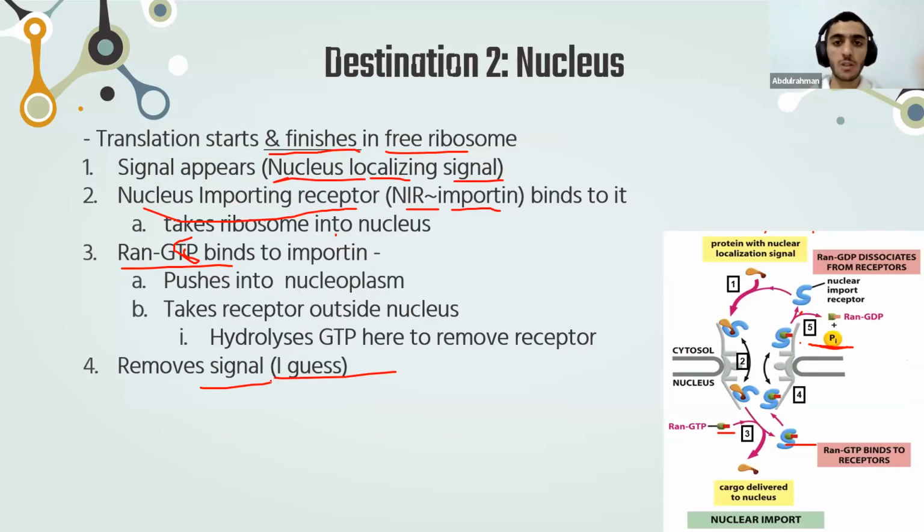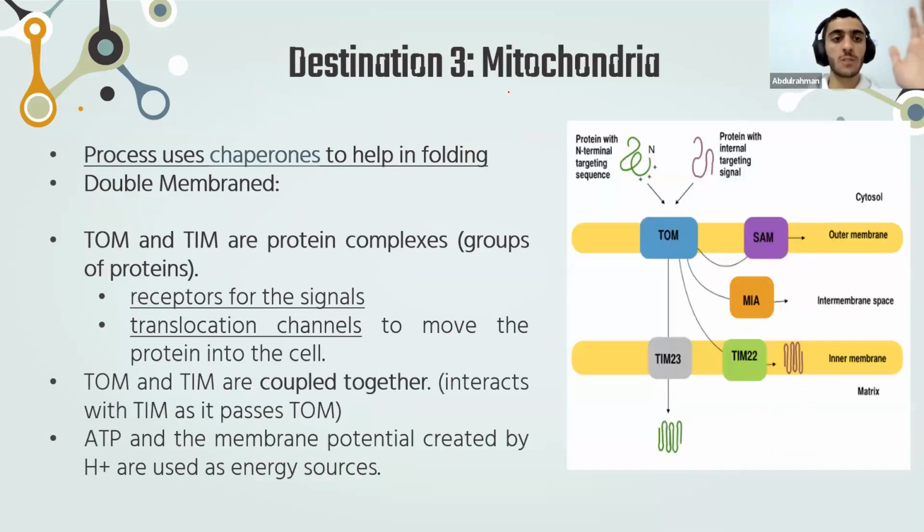Is this clear for the nucleus? I hope, inshallah, it's clear, and we can go to the next organelle, which is the mitochondria. Now, before we go to the mitochondria, you can already see a few differences. The main idea is still there. However, there are a few differences, and this is mainly because of the structure of the mitochondria.